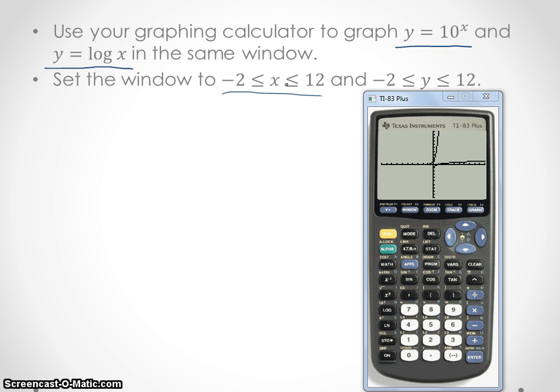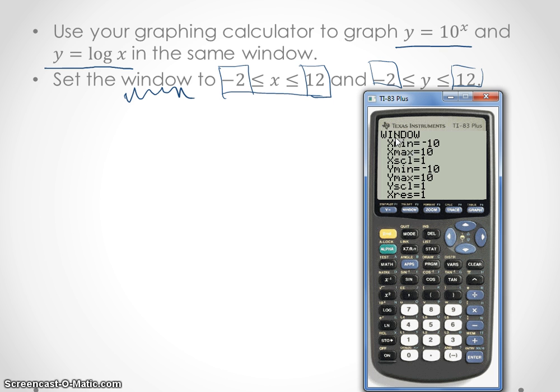They say your x's should be between -2 and 12, and your y's should be between -2 and 12. So same for x and for y here. So how do we change that? If you're setting your window, you go to your window button right here. So click on window, x minimum. Well, our minimum here would be -2, so we put in -2 here. X maximum, we want 12 is the highest that we go, so we put in 12 here.